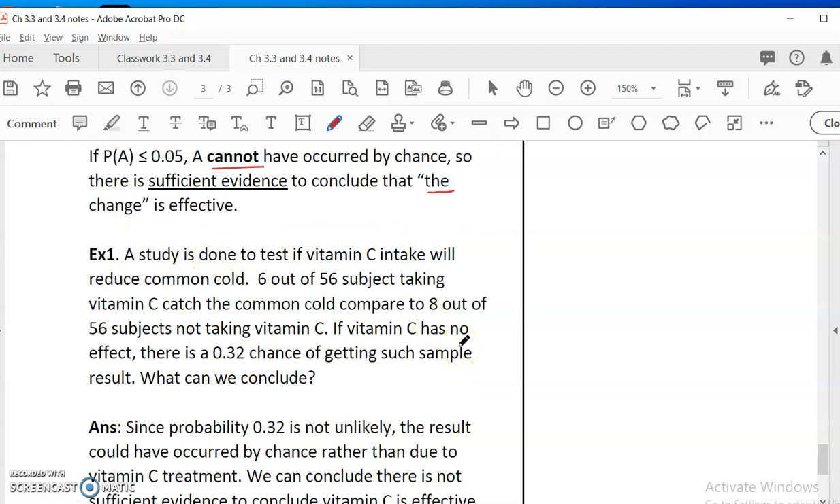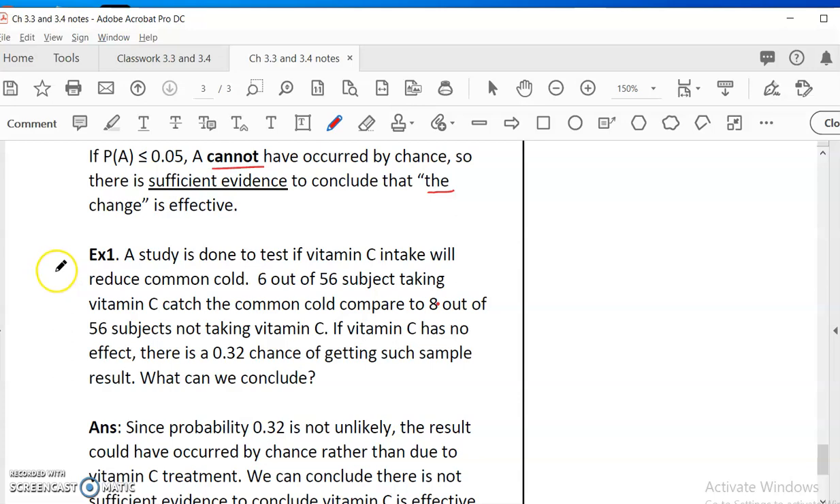An example: you want to do a study to see if vitamin C can reduce the common cold. 6 out of 56 subjects take vitamin C and catch the common cold, compared to 8 out of 56 subjects not taking vitamin C. So if people don't take vitamin C, the chance of getting a cold is 8 out of 56. For those that take it, it is 6 out of 56.